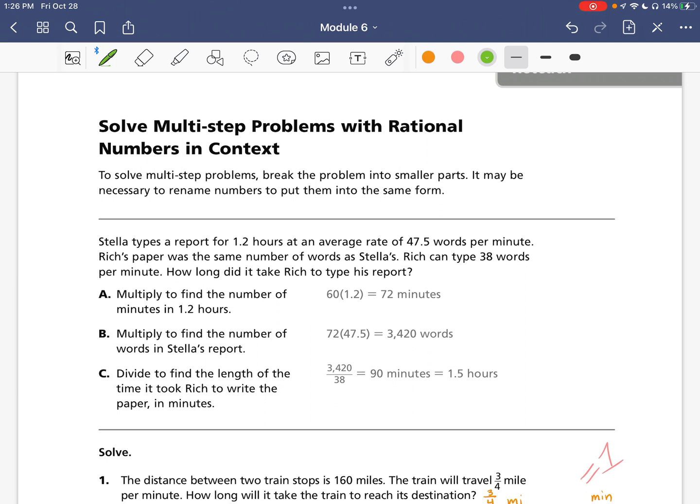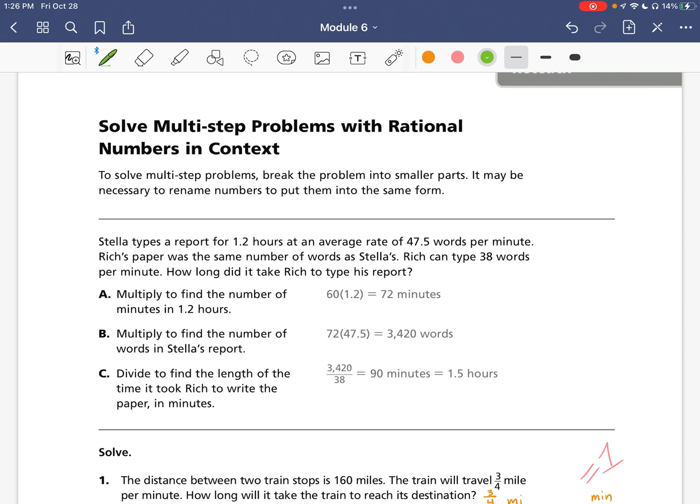So here's our first problem. Stella types a report for 1.2 hours at an average rate of 47.5 words per minute. Rich's paper was the same number of words as Stella's. Rich can type 38 words per minute. How long did it take Rich to type his report?